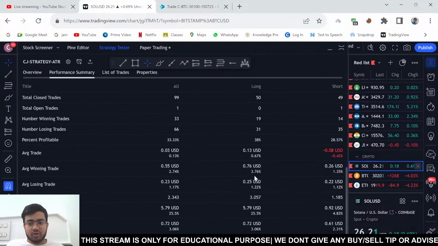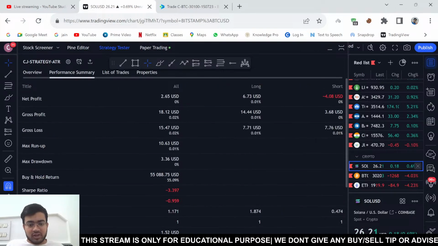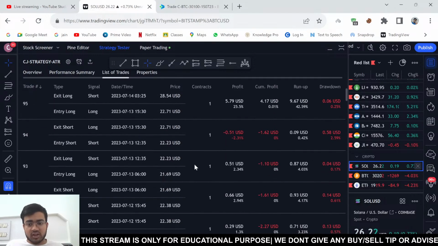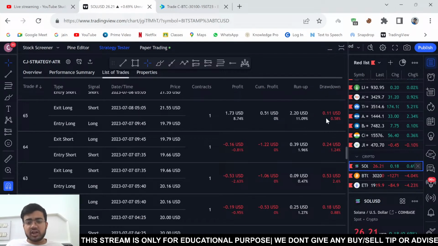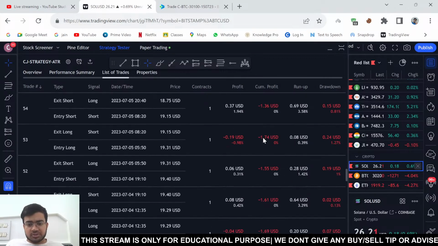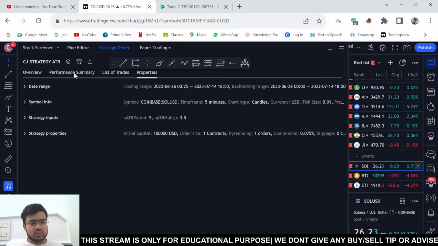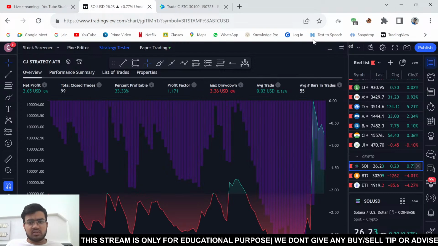Let me just check the performance summary. Very few losses, guys, and Sharpe ratio is also very cool. List of trades, if we check that out, yeah, drawdown doesn't actually indicate profit or what, but it's good. It's good. Nice, guys. Nice.